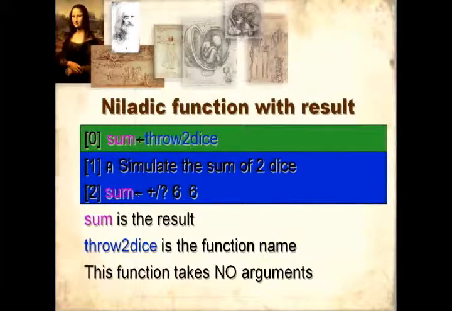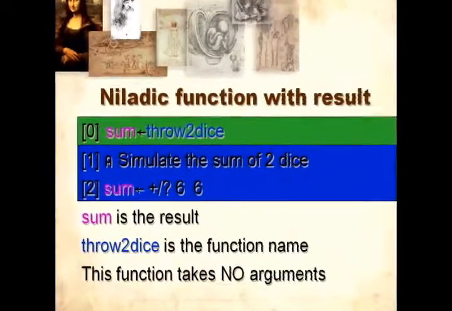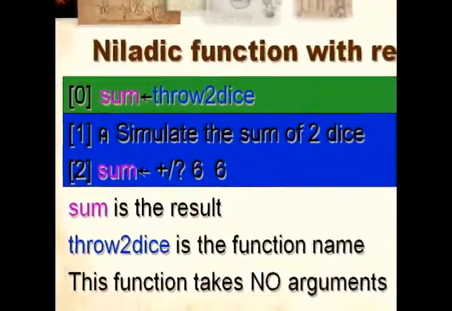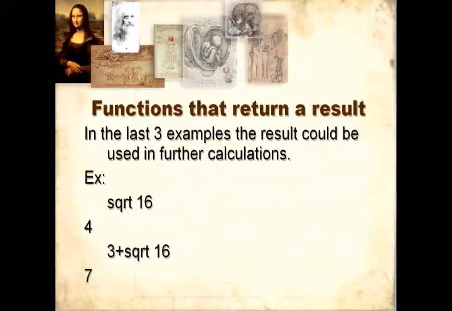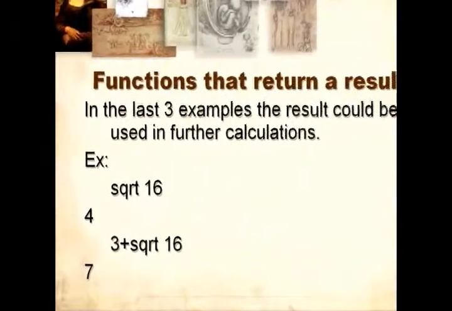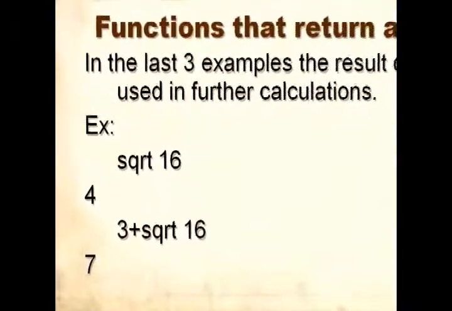Finally, here's a niladic function with a result. This function takes no arguments, but simply returns a result. Line 1 is a comment, and line 2 is simply summing the roll of 2 dice. In the last 3 examples, the result could be used in further calculations. For example, SQRT 16 returns 4. We could have used that result and added 3 to it to get 7.